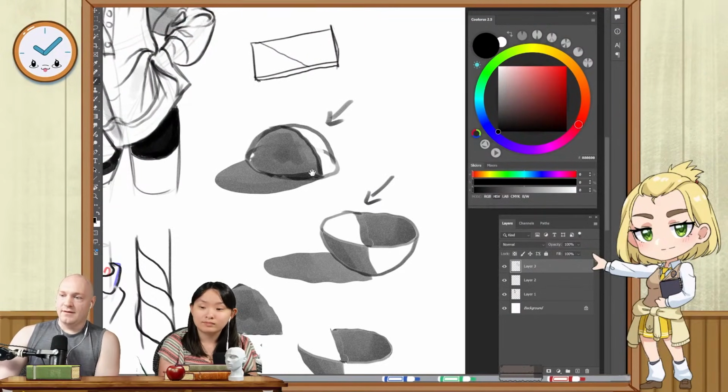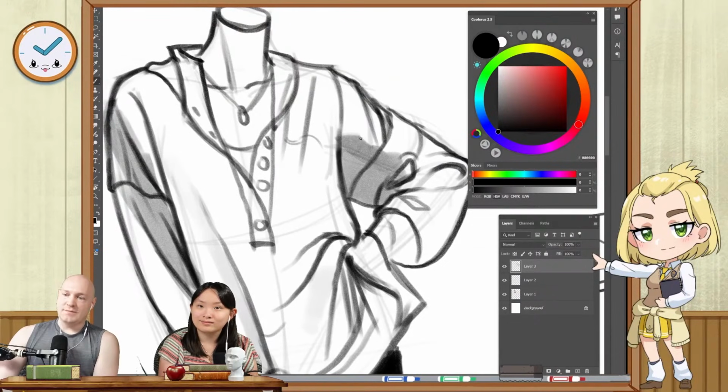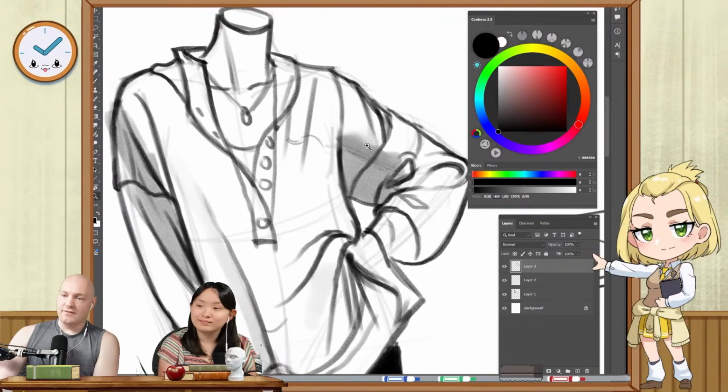That happens with clothes too. If this shape comes out and in, you're going to have a completely different shadow than if this comes out and this comes in. It's going to be a completely different shape. So shapes are created by light hitting form.